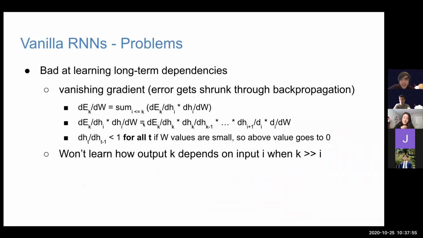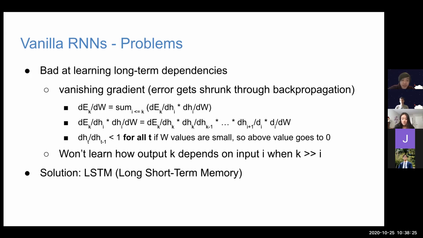So when k is a lot greater than i, then this entire product goes to 0. That basically means that the error at time step k does not really depend on the hidden state at time step i when i is a lot less than k. And as a result, the RNN basically just won't learn how output k depends on an input at a small value of i. So the solution for this is LSTMs.